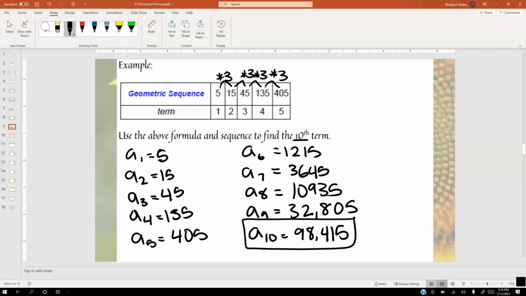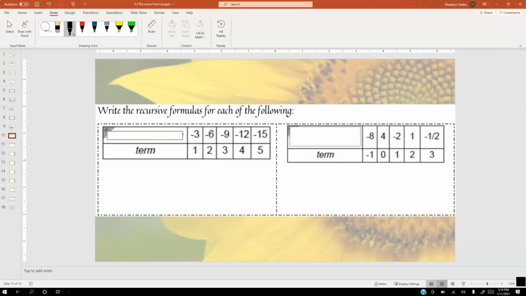Ta-da! Do you see how much work this is when we use the recursive formula? This is the entire reason why the explicit formula came about, because no one wanted to continue to do things like that. So we're going to write the recursive formula for the following two. The first thing we need to do for the recursive formula is define a term. So term 1 is -3, so I'm going to do a sub 1 equals -3.